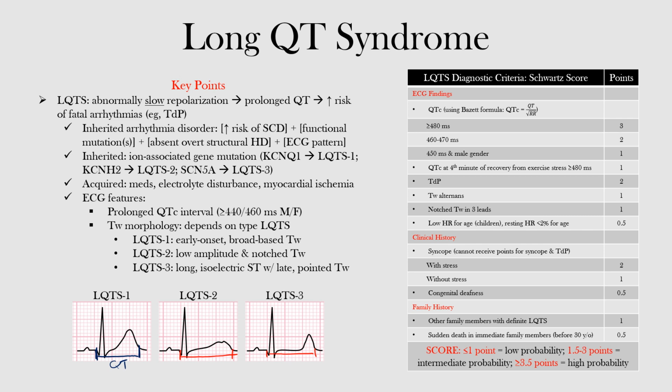Long QT syndrome can also be acquired. So we looked at the inherited. Now, some potential causes of an acquired long QT syndrome would be medication exposure, electrolyte disturbances, or myocardial ischemia.